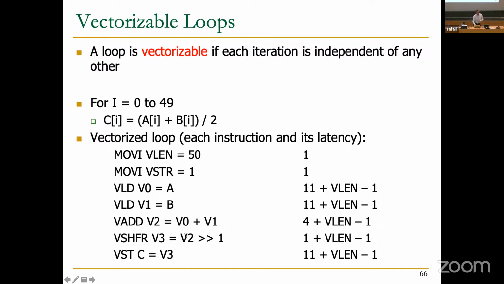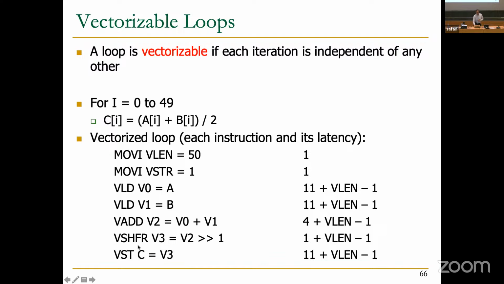And then next, you take the result that's in vector register 2 and shift each element by 1. And this takes, you can see, 1 plus 49 cycles, because the first shift finishes after 1 cycle, and then you get 49 other shift results in 49 consecutive cycles.